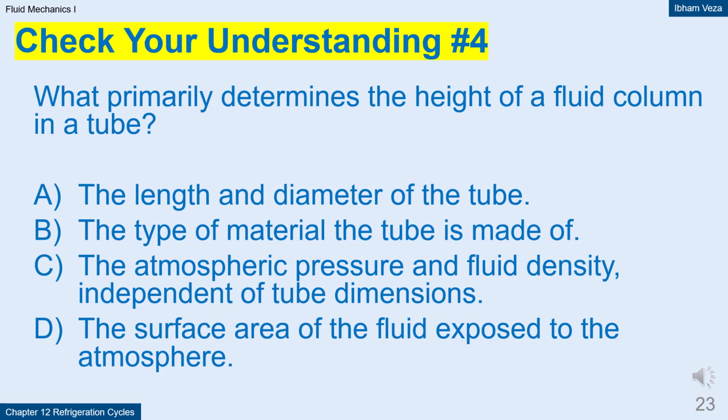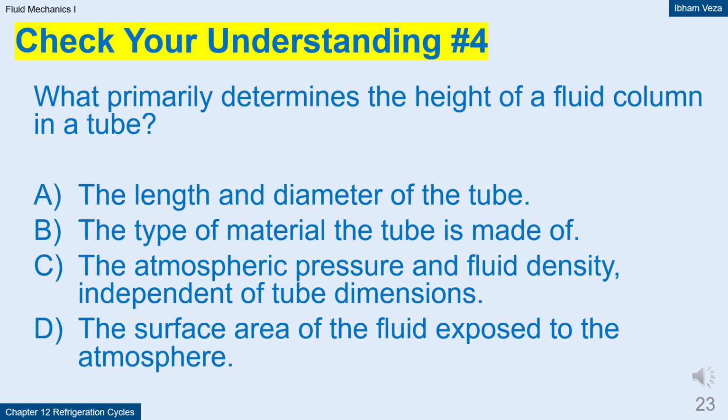Check your understanding number 4. Correct answer, C. The atmospheric pressure and fluid density, independent of tube dimensions. Explanation of incorrect options. Option A. The height of the fluid column does not depend on the tube's length or diameter, provided the tube is large enough to avoid capillary effects.